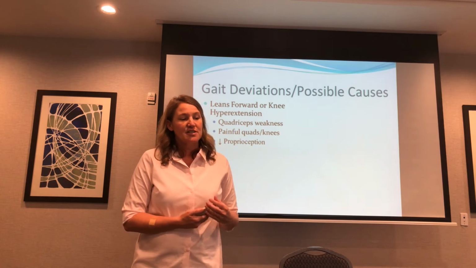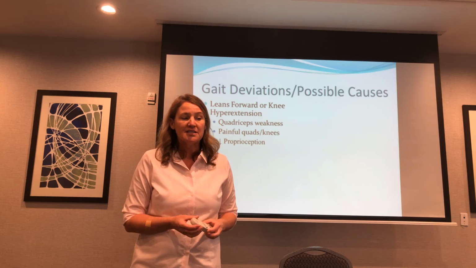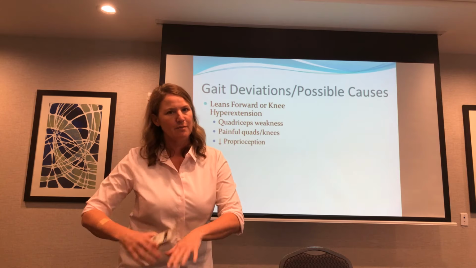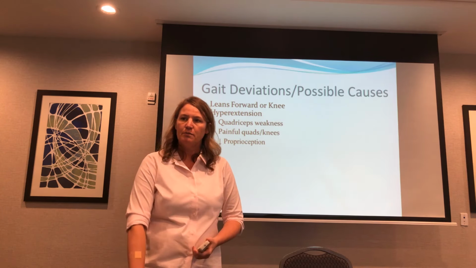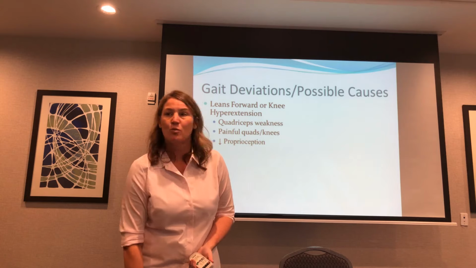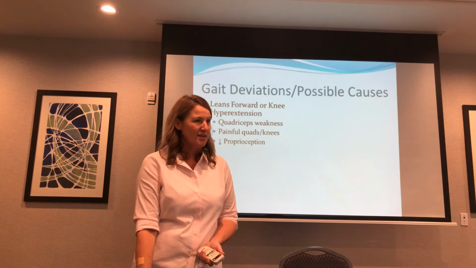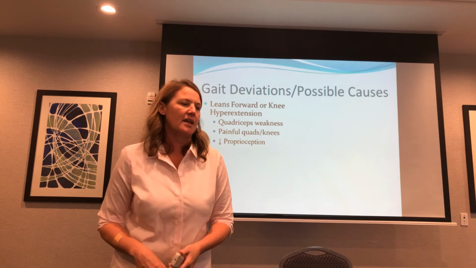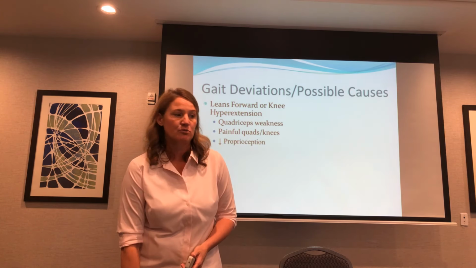So, gait deviations and possible causes. Leans forward or knee is hyperextended. If they lean forward, they're trying to put their weight forward. It might be because their quads are weak. It could be because the knee hurts, and therefore they don't want to extend the quads. They could have post-patellar pain. But whatever the reason, they're not having to contract at that knee, so putting the weight ahead of it is going to keep them from having to use those quads.